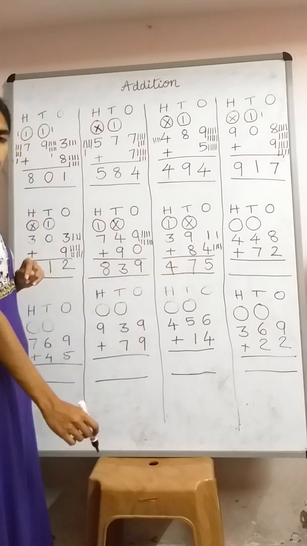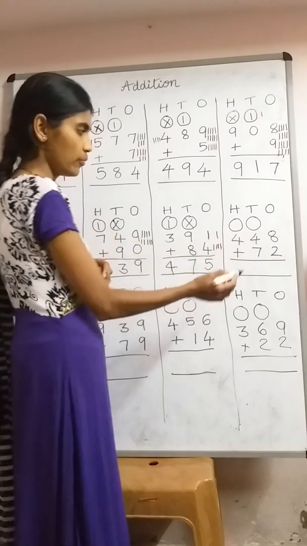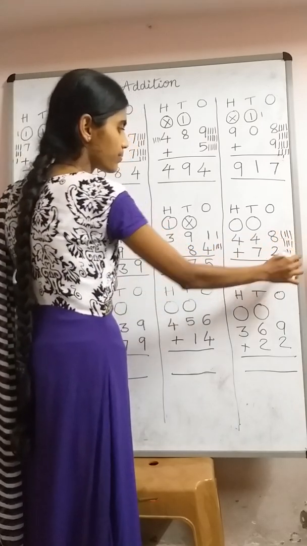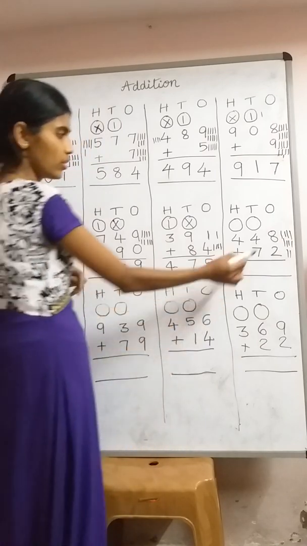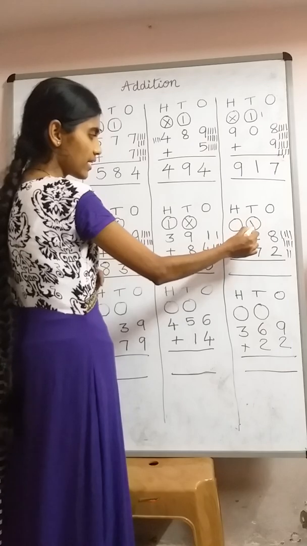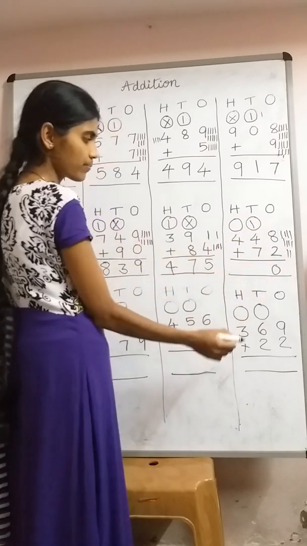475. Okay. Next we will move to 5, 8 and 2. Count all the lines. 1, 2, 3, 4, 5, 6, 7, 8, 9, 10. Carry 1. Write a 0.